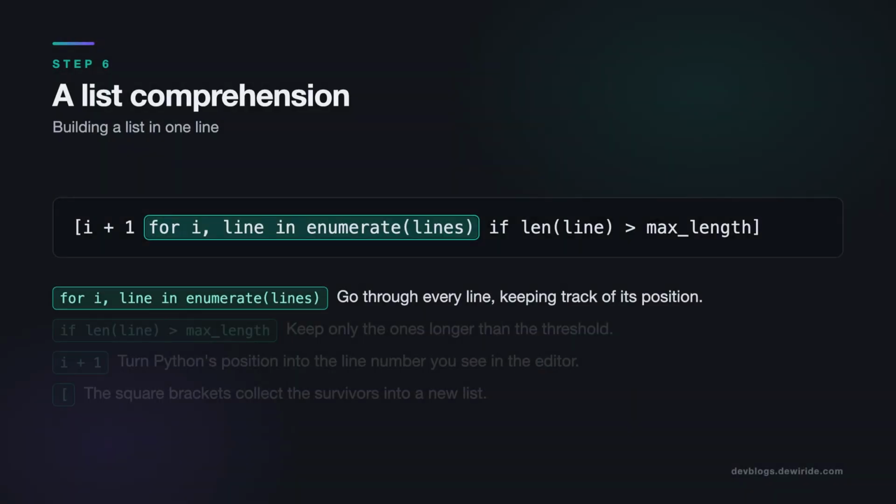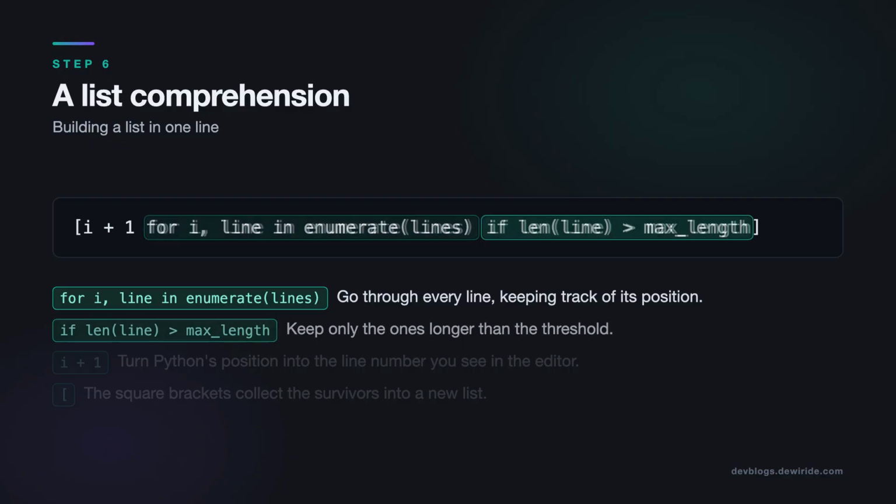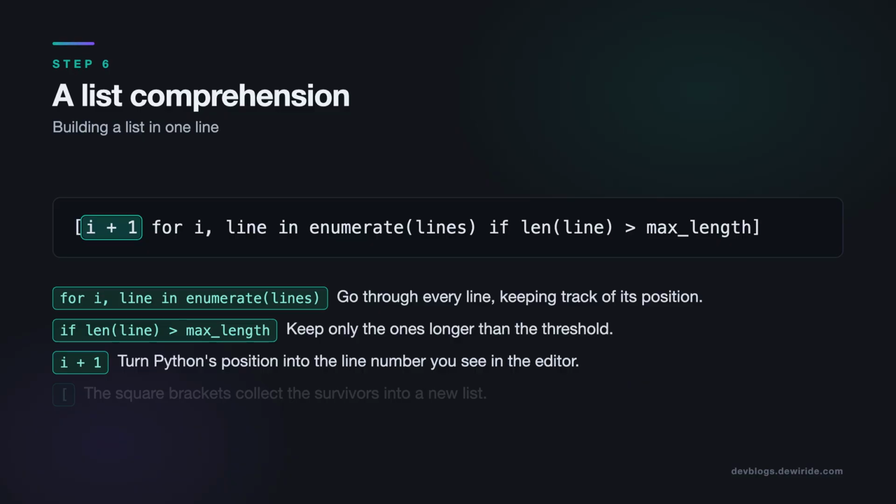Now the square brackets around the whole thing. That's called a list comprehension, and it's Python's shorthand for building a list in one line. Read it right to left in 3 parts. Part 1. Go through every line, keeping track of its position. Part 2. Keep only the ones where the length is bigger than max_length. Part 3. For each one you kept, put its position plus 1 into the new list. The result is a list of line numbers.